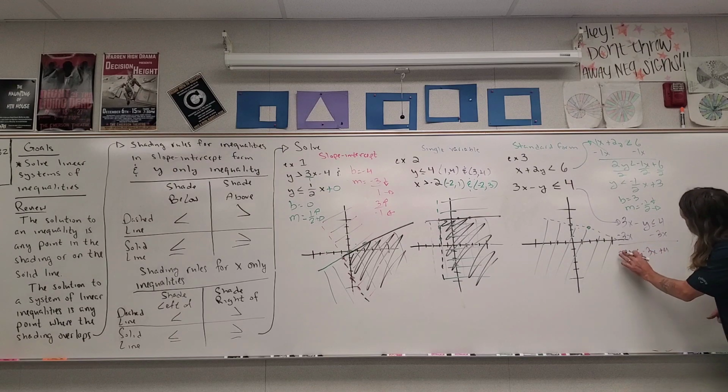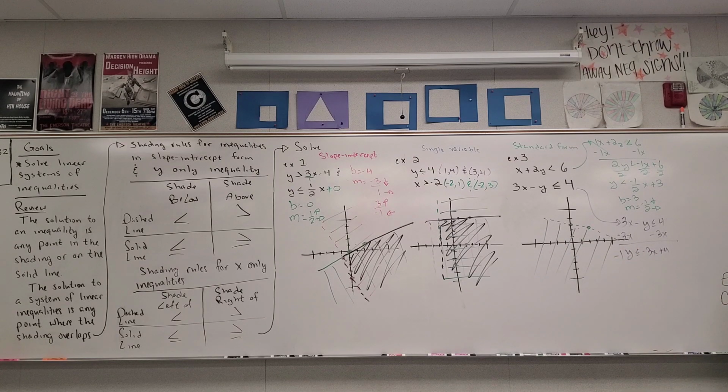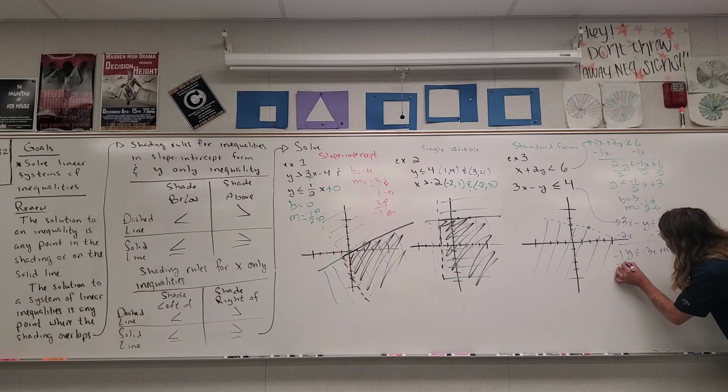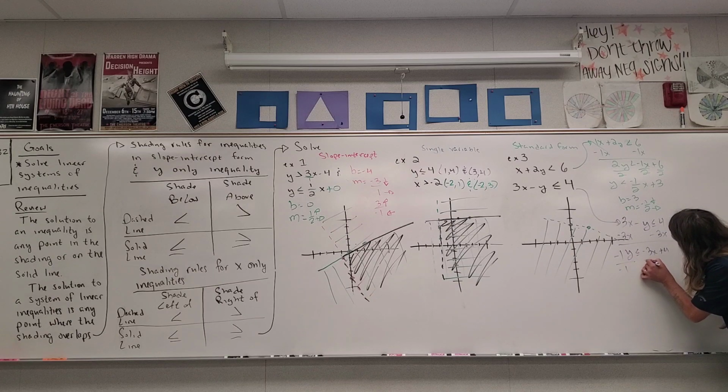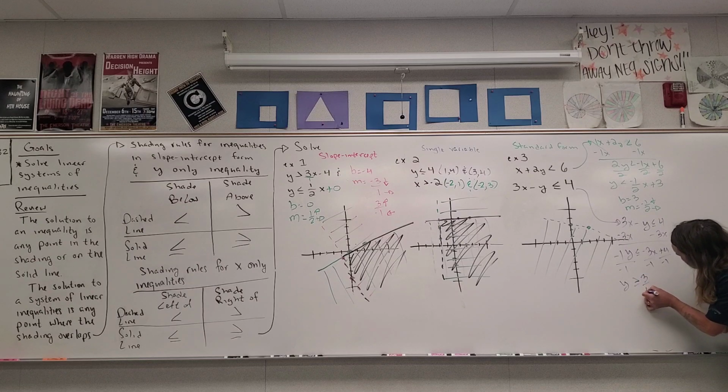You know, I'm going to put a minus 1y there. The next step is divide everybody by the b value. Now, we're dividing by a negative, so we must flip this. So we're going to divide everybody by a negative, and I hope you can read these numbers. Y, I flipped it because I divided by a negative, and negative makes a positive, is greater than or equal to 3 over 1, x minus 4.